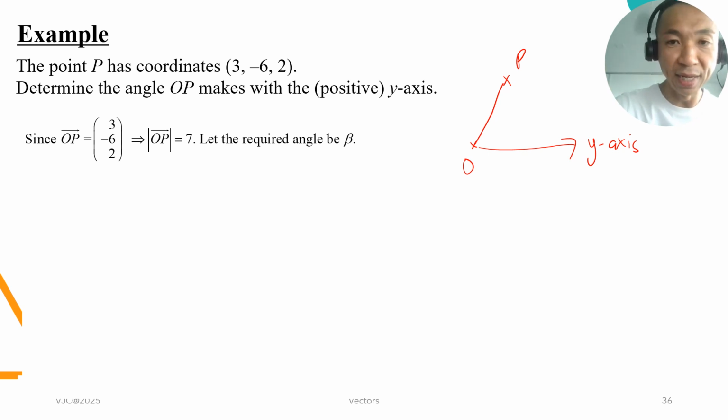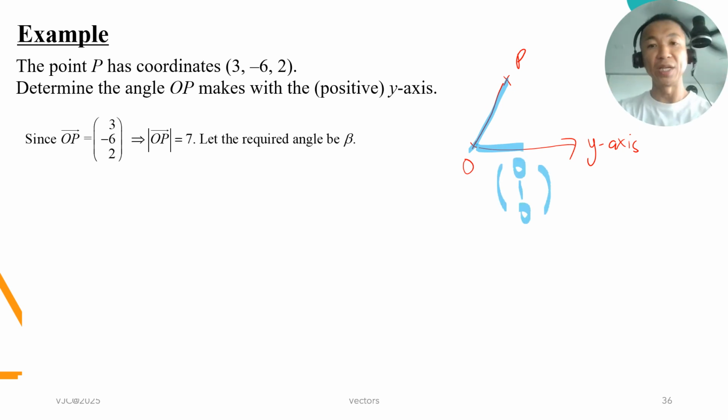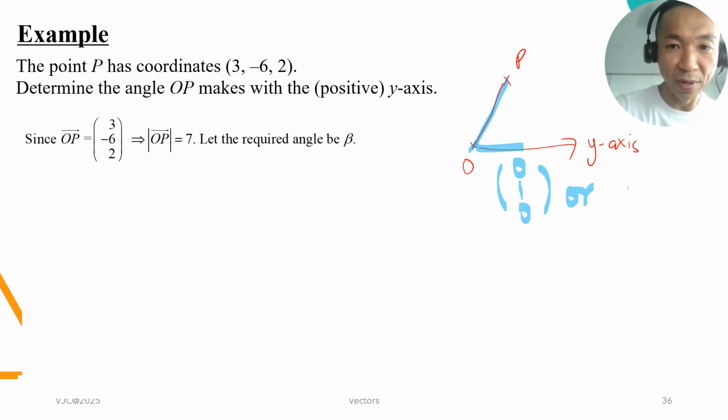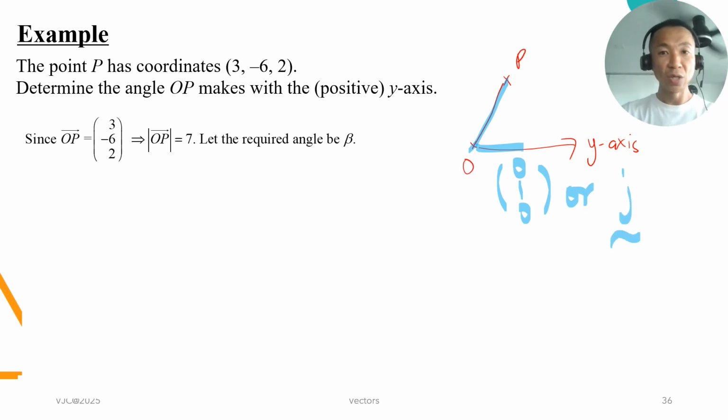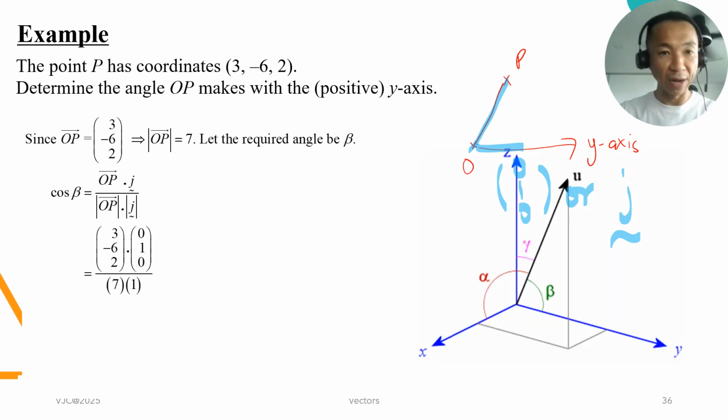As we learned earlier, you just use the angle that OP makes with this vector 0, 1, 0, which is j. So we're going to let the vector OP be 3, -6, 2. The magnitude is 7. This is your diagram.